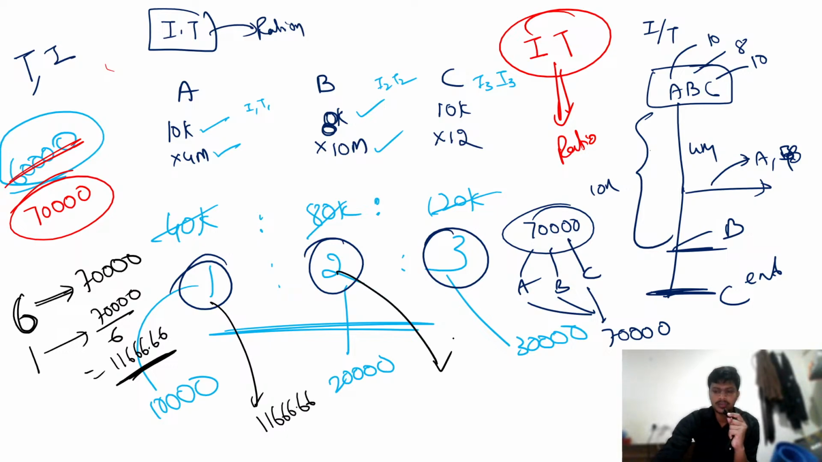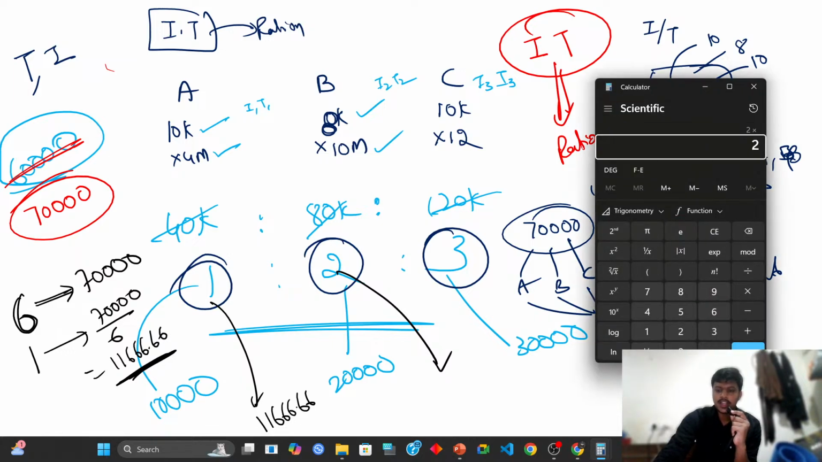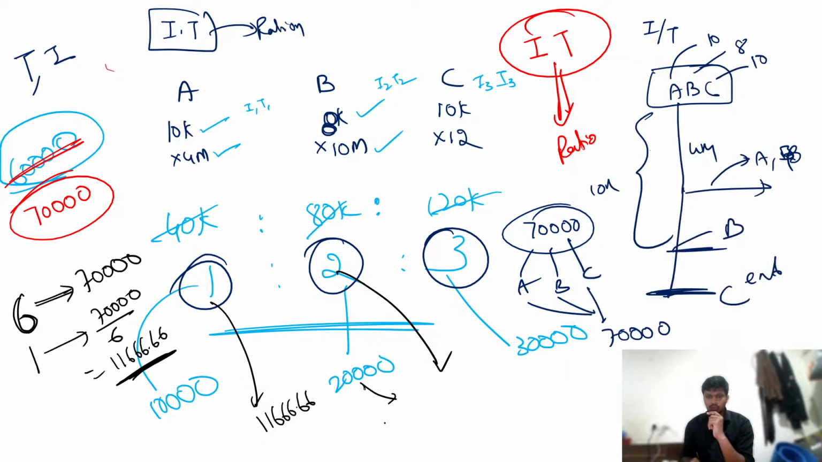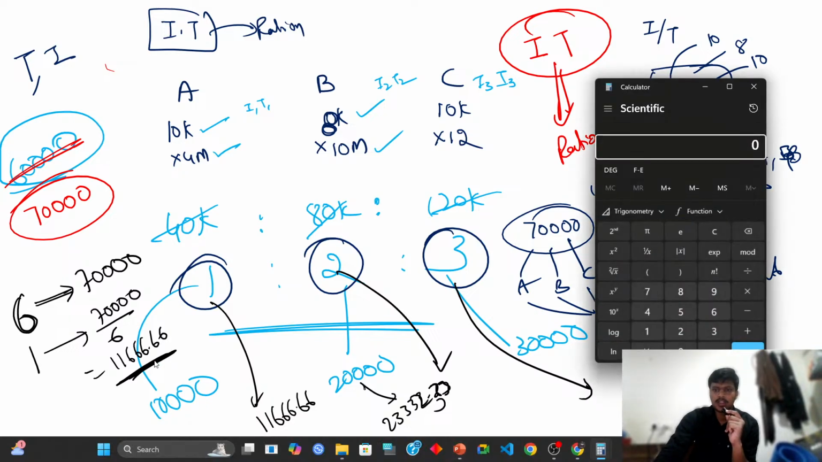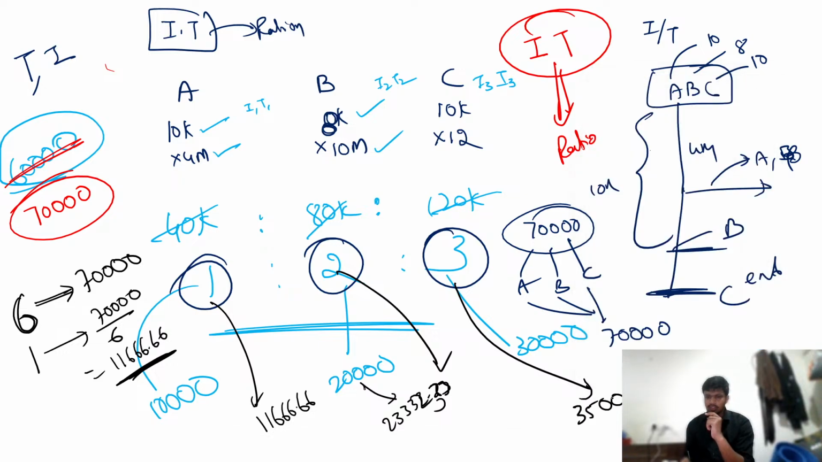But this is two parts. So 2 into 11,666.66, you have to give 23,333, okay, 23,332, you have to give 23,332.33 to B. Then how much do you give to C? See, 3 into 11,666.66, because 1 unit value is 11,666. I want to give 3 parts, that is 35,000 approx. You have to give 35,000 to this guy.